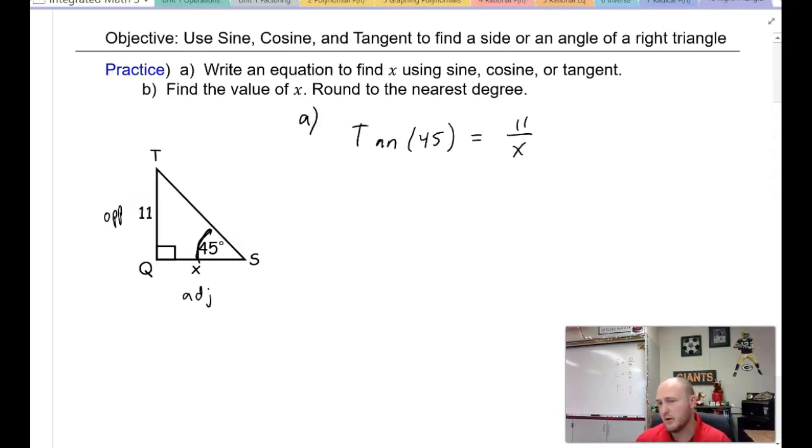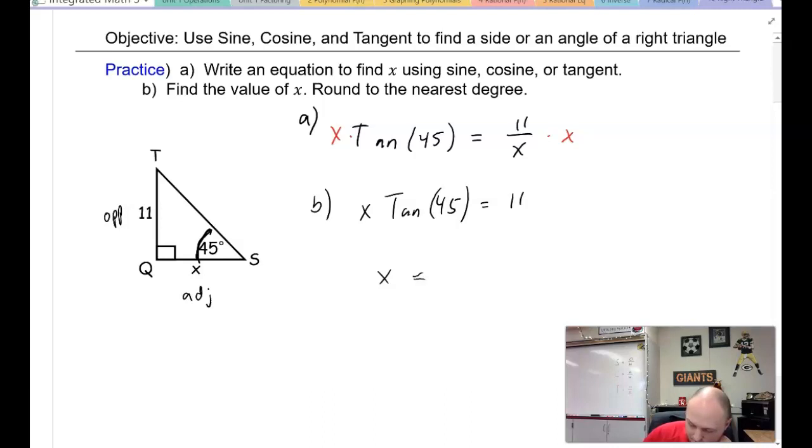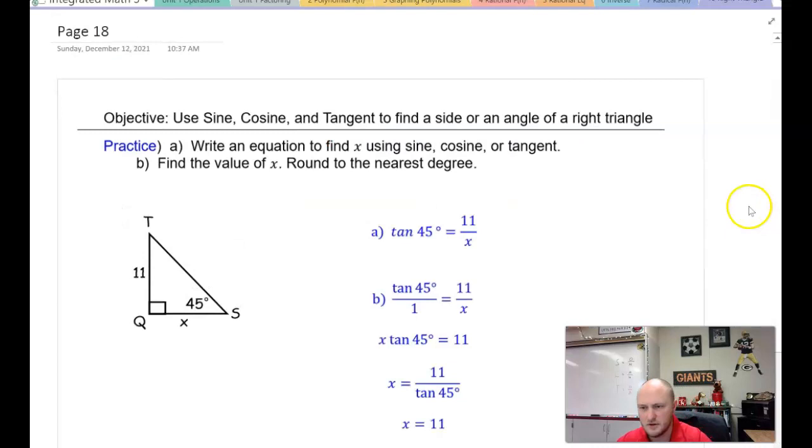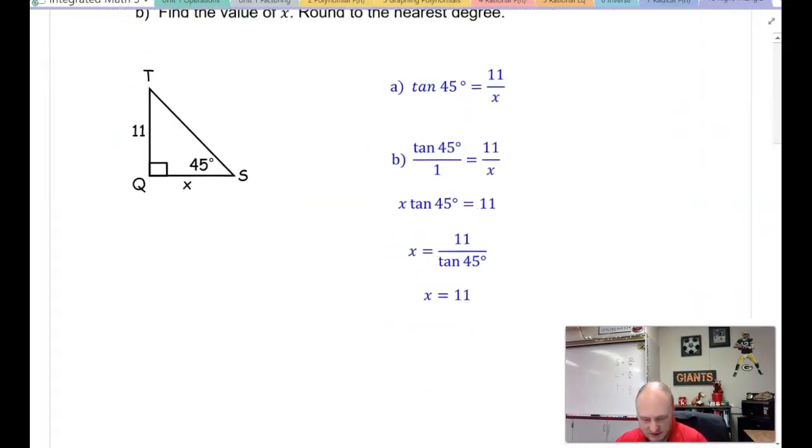And then go ahead, pause the video if you haven't solved that yet. Okay, here's the solution. I need to multiply both sides by x first. So I get x times tan of 45 is equal to 11, right? I'm undoing division, so I multiply both sides by x. All right, and now to isolate x, again, I need to undo multiplication with division. So x is equal to 11 over tan of 45, which is 11.